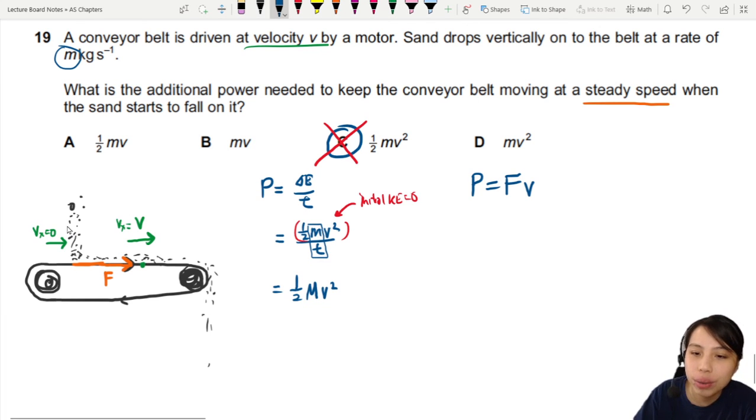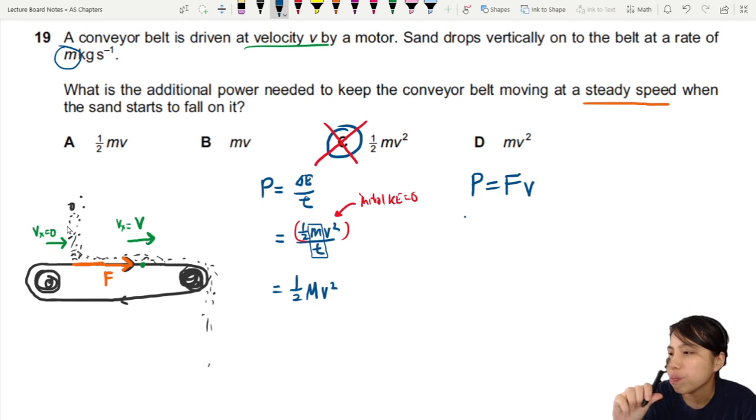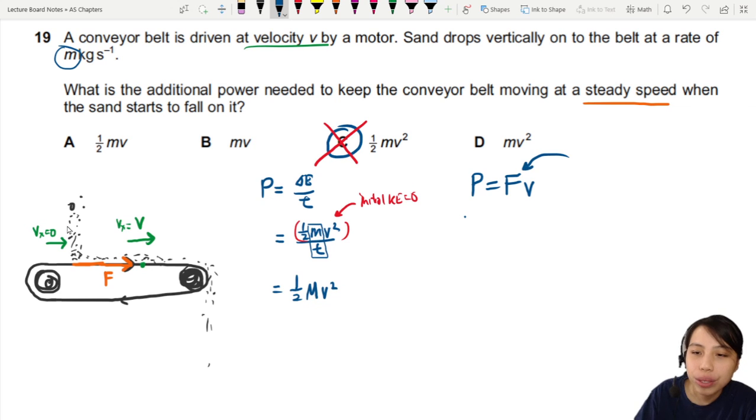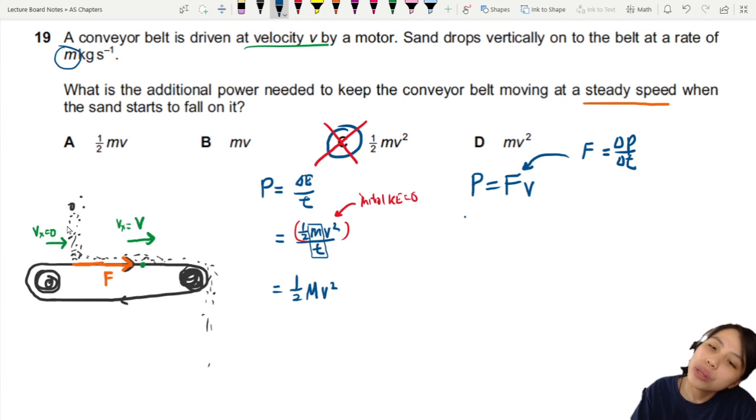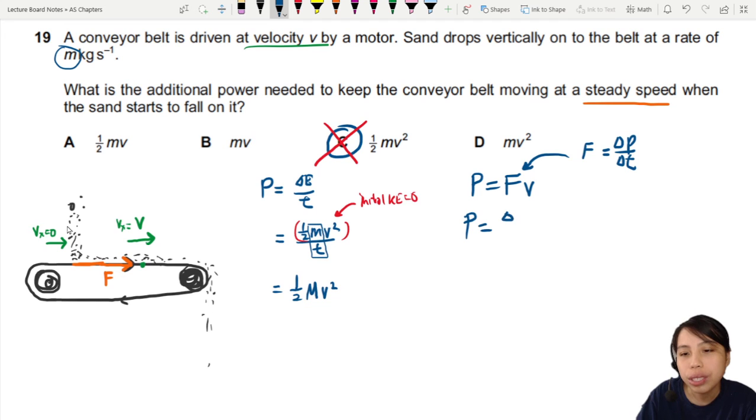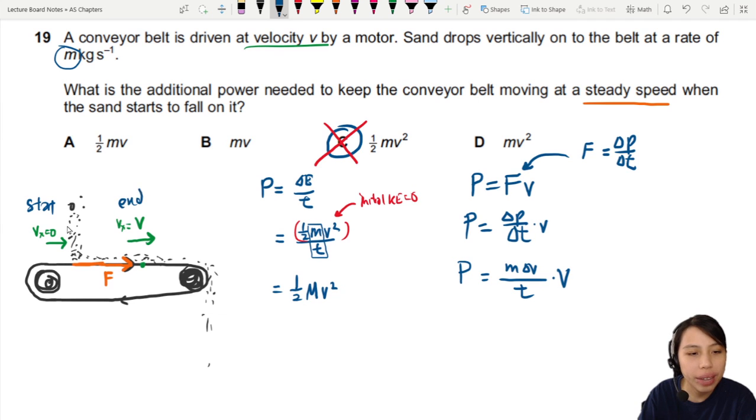So now we substitute the values and see what we get. Force, we don't have values for force. But we do know another equation for force. Based on Newton's second law, the force equals change in momentum, dp/dt. So let's sub that in. So P equals change in momentum over time times v. But change in momentum, we can further express it. I'm going to throw away the delta already. So this one, we can do m delta v, per unit time. So many v here: v, v, v, v, v. This delta v, you start where? You start at 0, you end at v. So I don't need delta v, just write v.